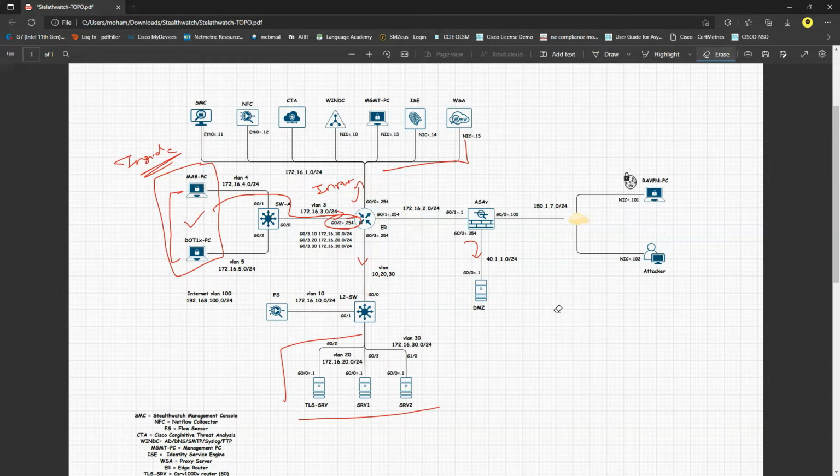So that's why I need to apply that monitor. You can do that on the PCs interface, and on the internet interface.